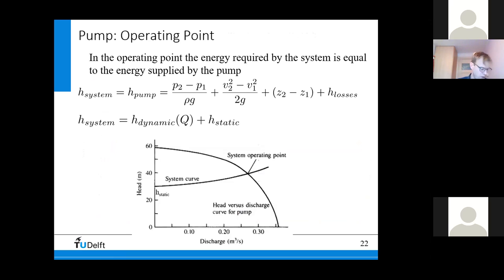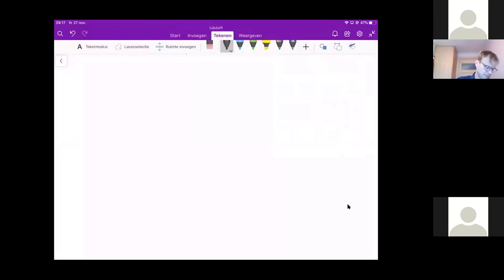So we just had the pump curve. And if you want to enter a system, that's important. How are you going to operate? You normally have a pump curve and a system curve. So we just had the pump curve at Q. It will do something like this normally.